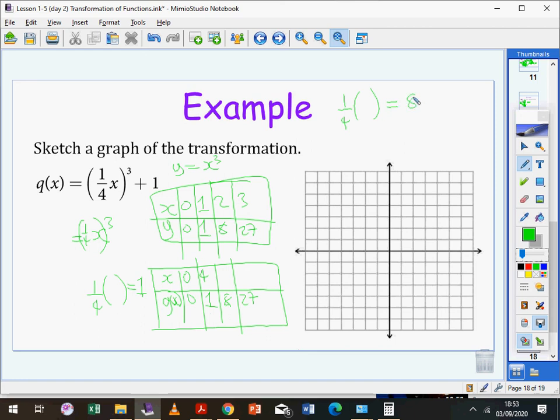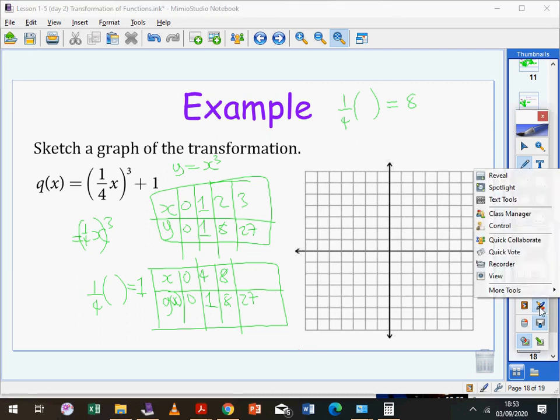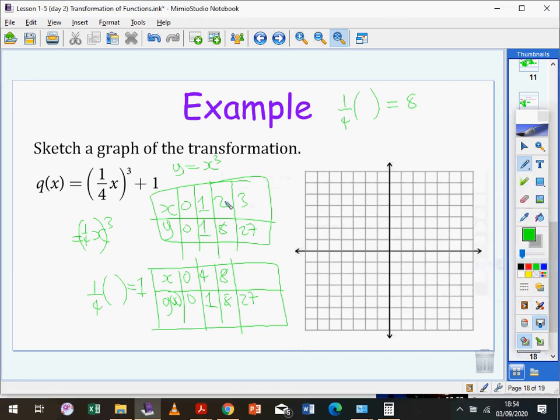An input value that's multiplied by a quarter to give me 8. That input value would have been 16. No, hopefully 8. Sorry about that. I confused myself.